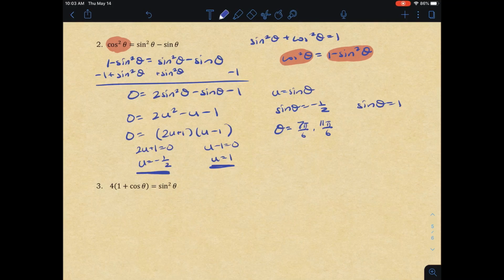When does sine of theta equal 1? You can just imagine a unit circle, right? Look at when the y coordinate is 1. And that would be when theta is just pi over 2, right? If you notice, all of our answers are pretty much always in radians now. We kind of stopped working in degrees, so hopefully by now you're also comfortable with radians.